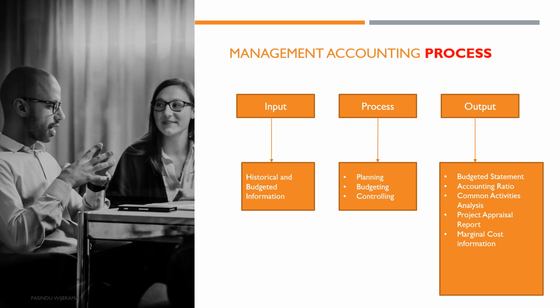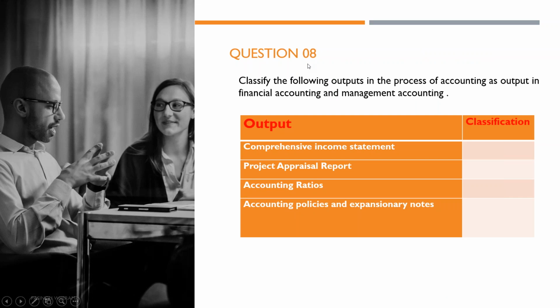Right. Okay. Now this is the whole picture of the management accounting process, but both are processes which consist of input, processing activities, and the output. Right. Okay. Based on your knowledge, could you answer this question? Question number 8. Classify the following outputs in the process of accounting as outputs in financial accounting and management accounting. Okay. Could you provide the answer?